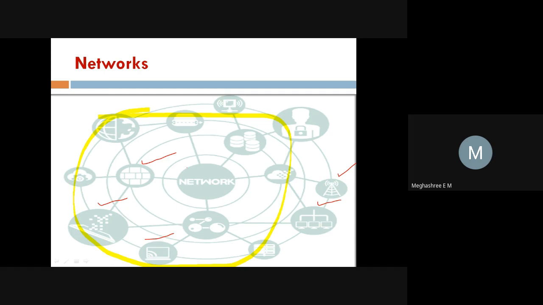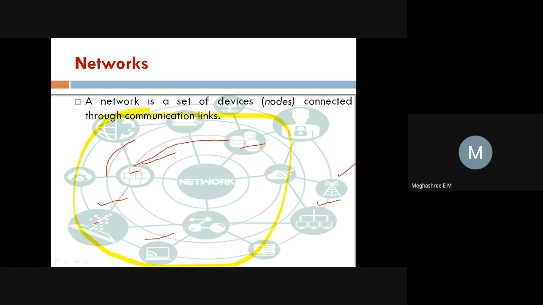So in general, you can say this as a network. So network is a set of devices connected through communication links. That is what the definition is all about. See, if you look at the image, there are a set of devices, right? This is one device, this is one device, this is one device. These are all connected through the communication links. You can see here the links, between this and this there is a link. So all this together, we call it a network.